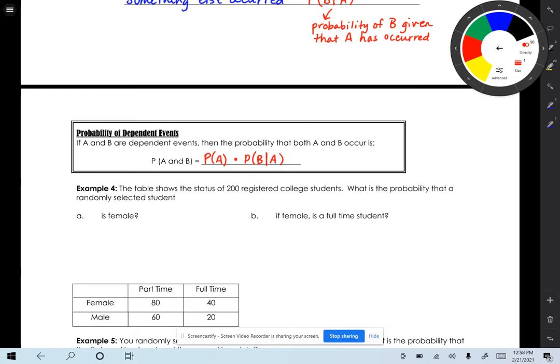Now, what if I asked you to solve for this? If I asked you to solve for this and get it by itself, you would want to divide both sides by probability of A. So oftentimes you'll see this formula written this way. The probability of B given that A has occurred is equal to the probability of both A and B divided by the probability of A. Because all I did was divide both sides of the equation by probability of A just to get that conditional probability by itself. All right, let's do an example or two.